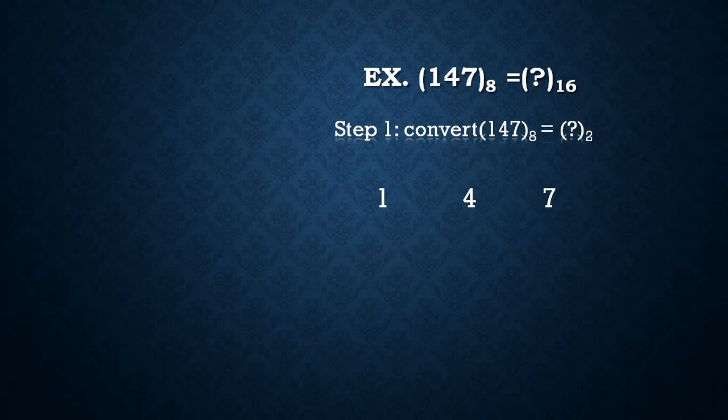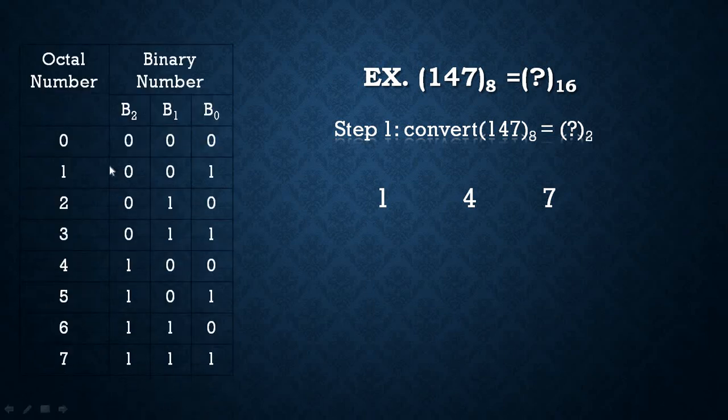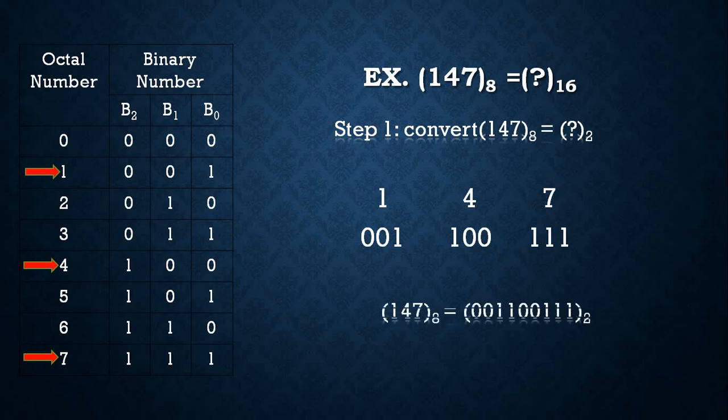We use the relation table, and again we observe for 1 we get the binary number 001, we write here. For 4 the binary number is 100, we write here. And for 7 the binary number is 111, we write here. We again combine the binary digits to form a single binary number, and we write the result as 147 to the base 8 is equal to 001100111 to the base 2.